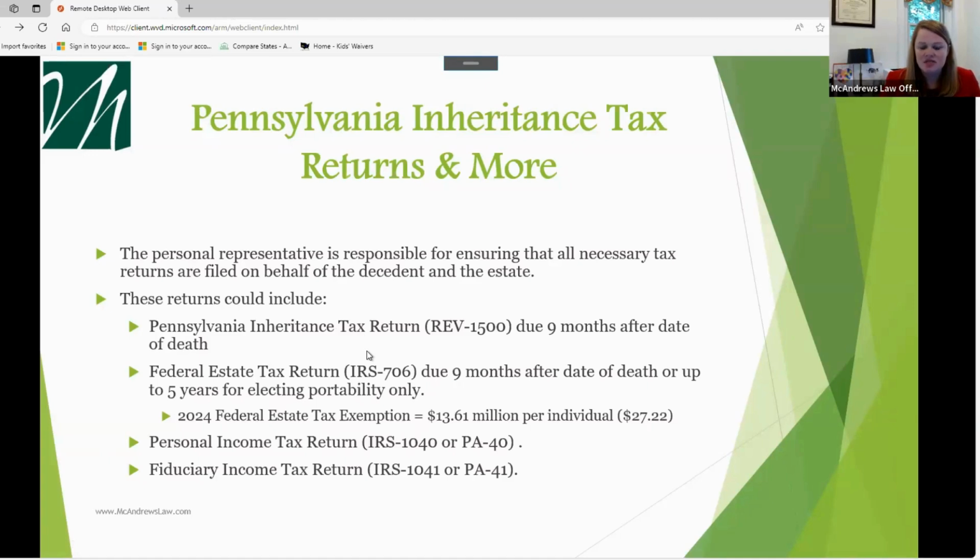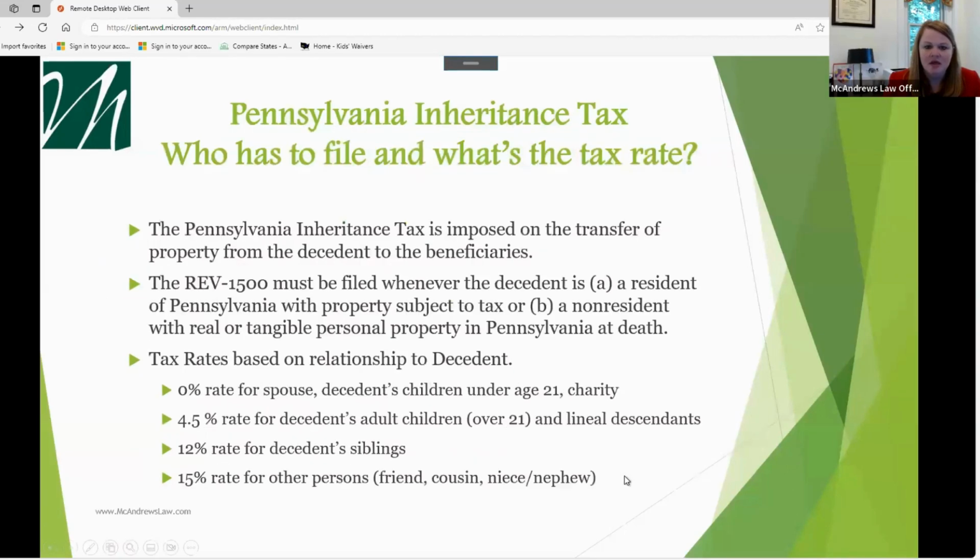Other tax returns that may still need to be filed after your death: your final federal and state income tax return. And then if your estate earns any income from the date of your death on, typically, I think the federal filing requirement is in excess of $600, you would have to file what's called a fiduciary income tax return. So an estate income tax return, and that's the 1041, or for Pennsylvania, the PA-41.